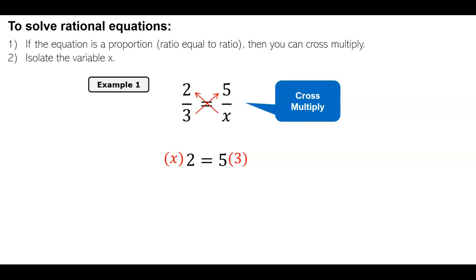What is 2 times x? 2x. What is 3 times 5? 15. And then my last step, 2x is 2 times x, right? So what's the opposite of that? So I'm asking you, how do I get x by itself? So how do I get rid of this 2?